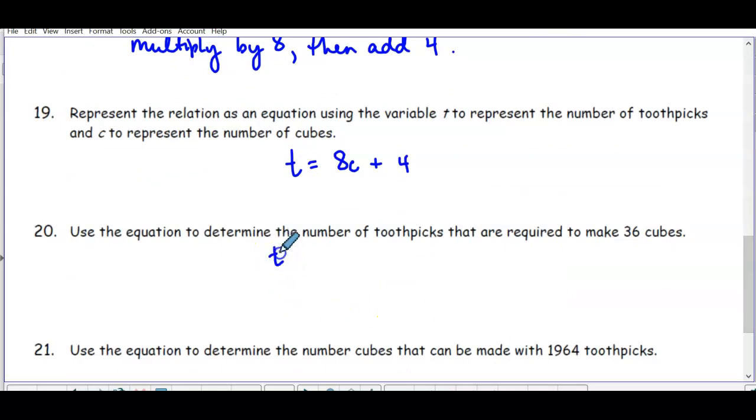The number of toothpicks for 36 cubes, what's that? 240 plus 48, 288 plus 4 is 292.